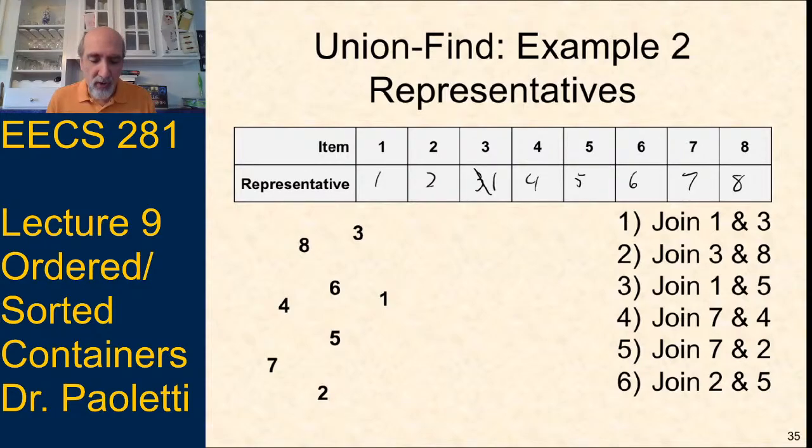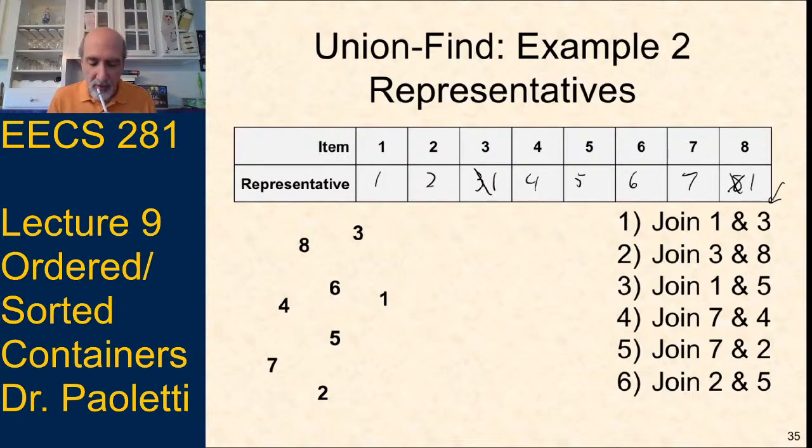Okay, join 3 and 8. 3 says my representative is 1. 8 says my representative is 8. You have different representatives. So one of you changes; I arbitrarily always say the second one changes. The second one changes to be part of the first. Okay, so 8 says my representative is 1 also.